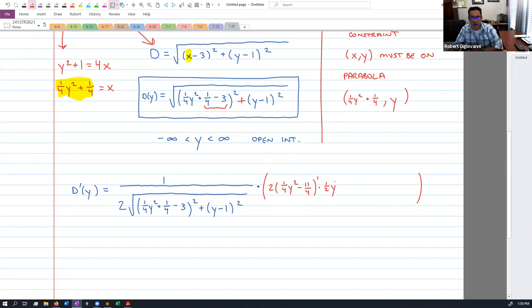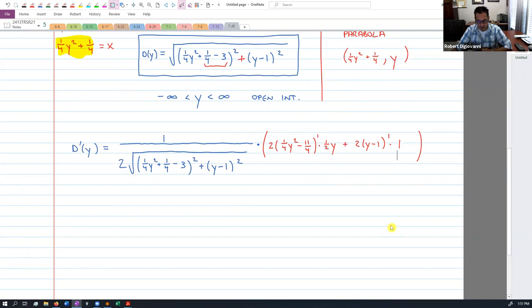Okay, plus, now this derivative is a little easier. 2 comes out, 2 times y minus 1 to the first power times the derivative of what's inside, which is 1. I'm putting these things here even though you don't need them. And that should be it. You okay with this? Not pretty, but then just move everything over to the this equals.